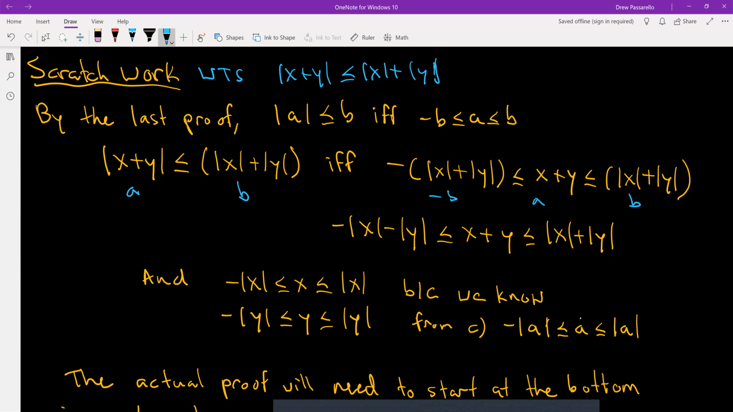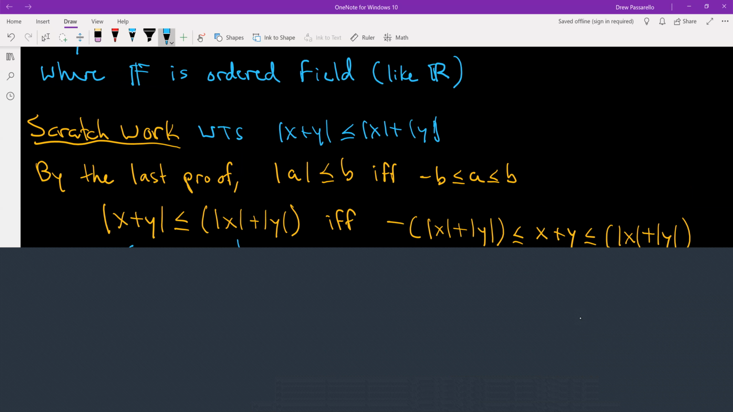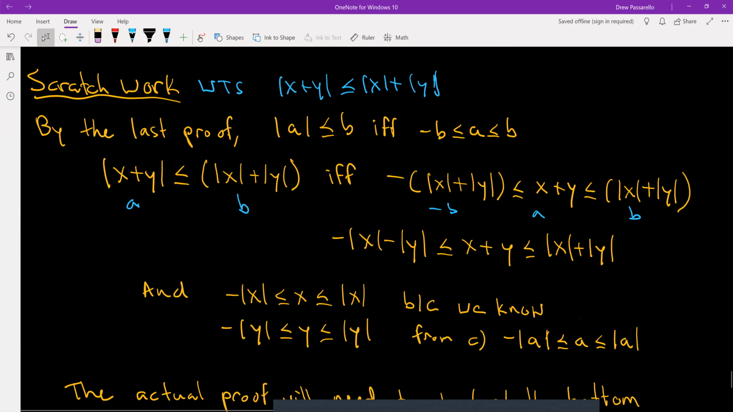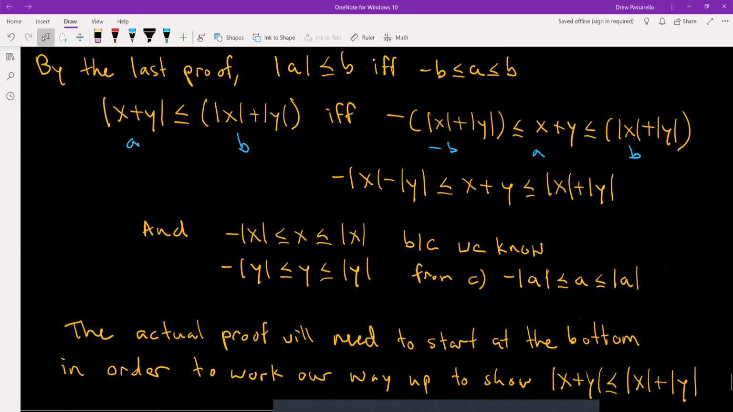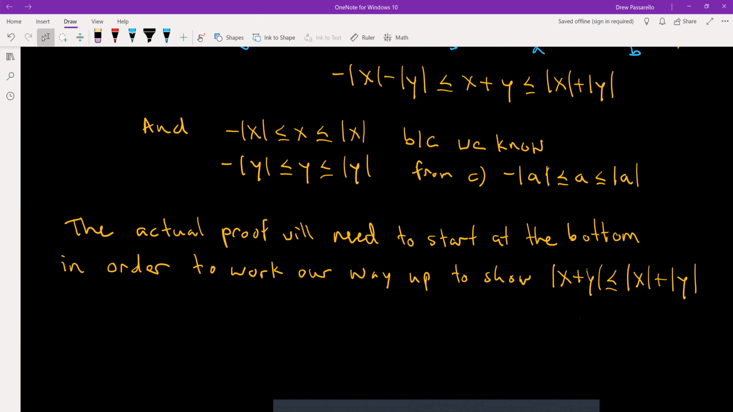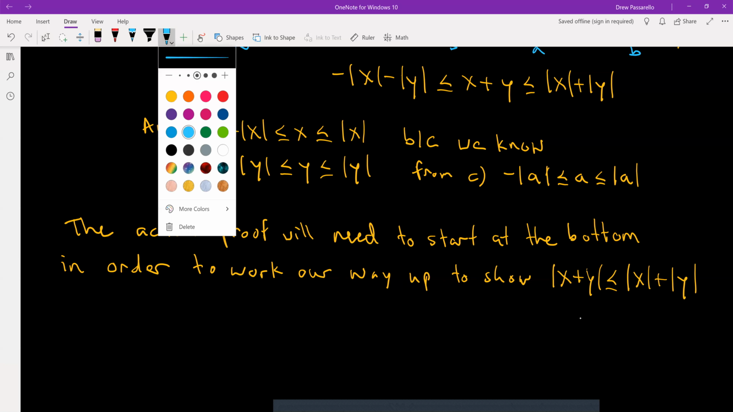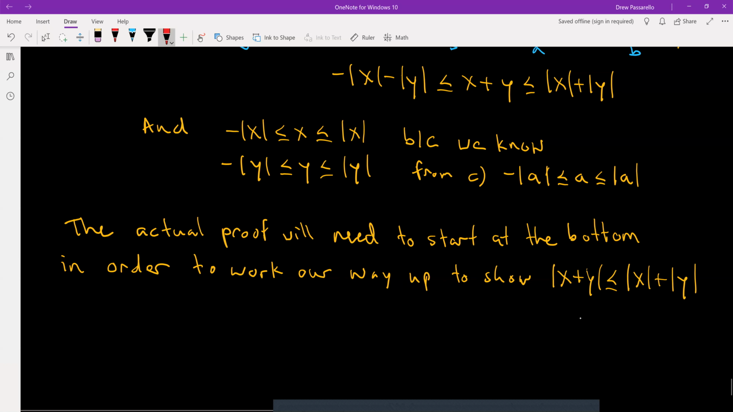Now this isn't the proof, because I started with what we're trying to show, and sometimes it helps to go backwards. So for the actual proof, I'm going to start from the bottom and work our way up. All right, and that's actually what I wrote here. The actual proof, I need to start at the bottom. So the proof, like I said, you start from the bottom.